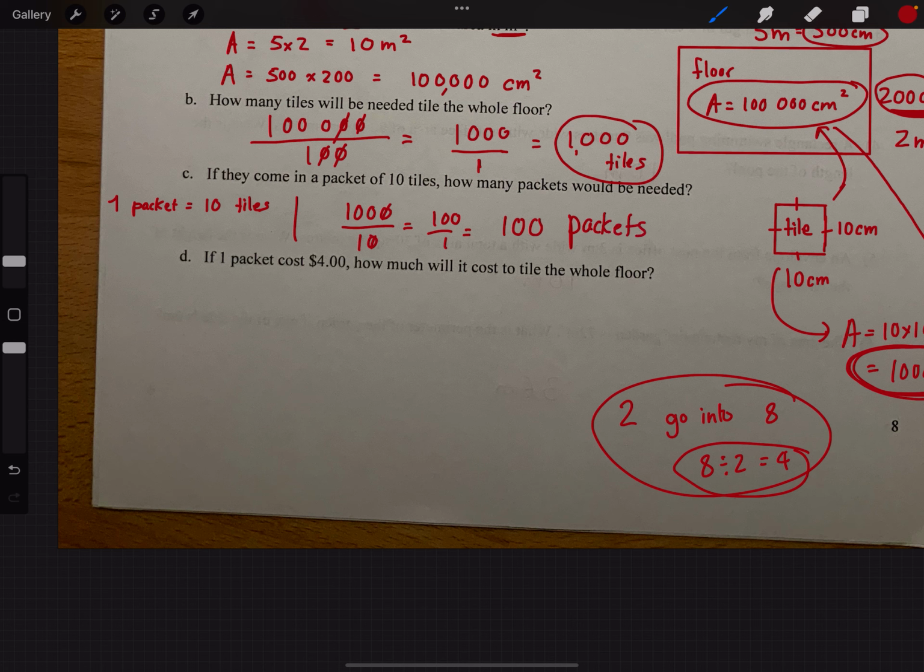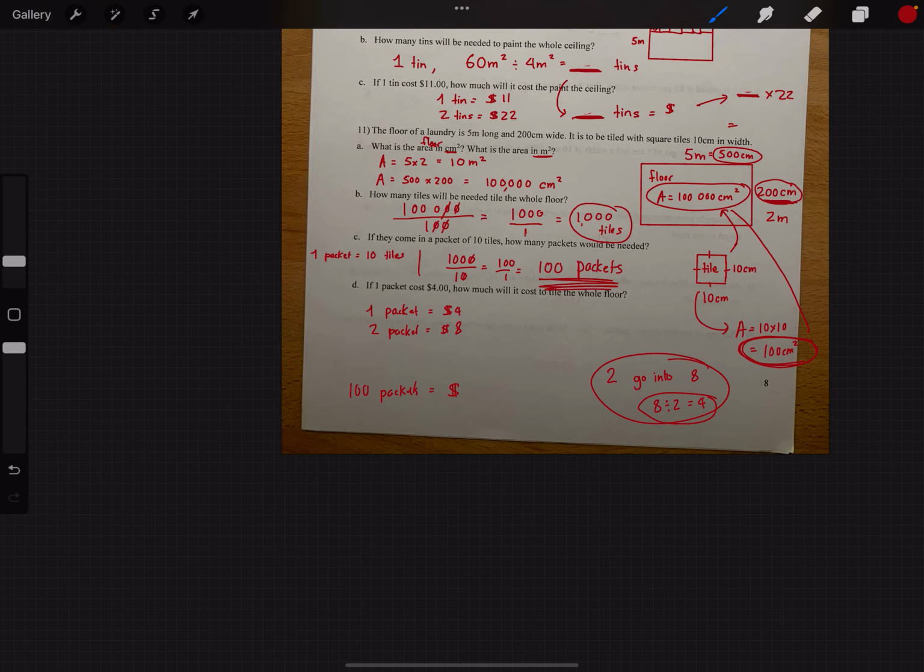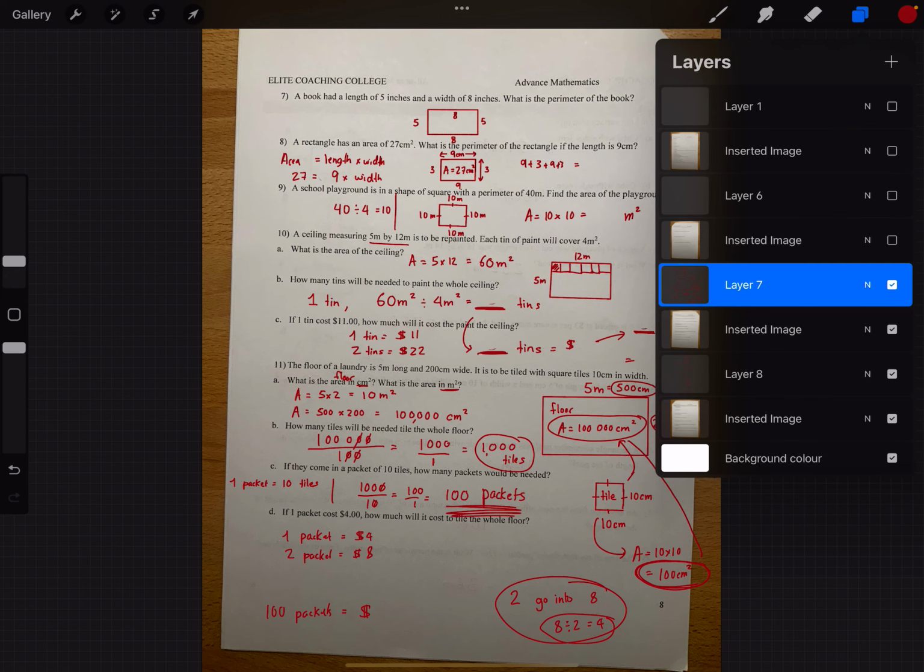Now, if one packet costs $4, how much will it cost to tile the entire floor? One packet is going to cost you $4. 2 packets are going to cost you $8. The question is, how many packets do you need? You need 100 packets. So 100 packets are going to cost you how much? This is a simple question. I think you can work this one out by yourself. It's just a simple multiplication. Let's go to the next page.